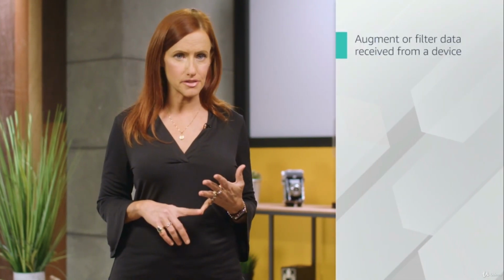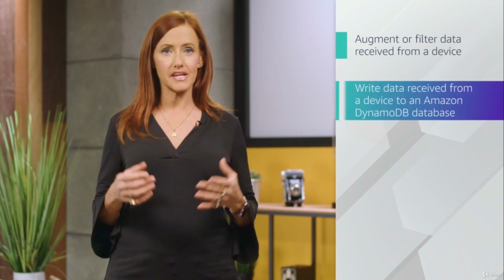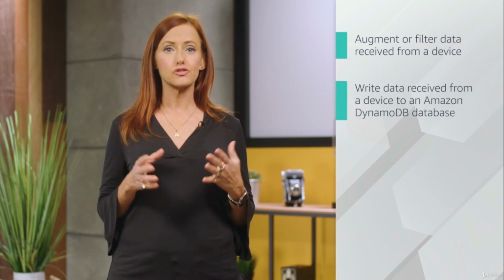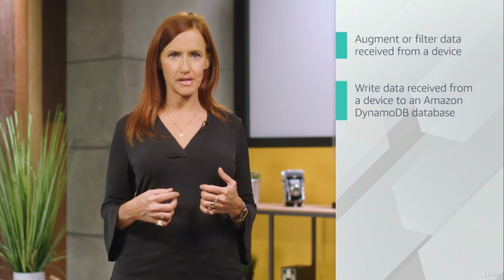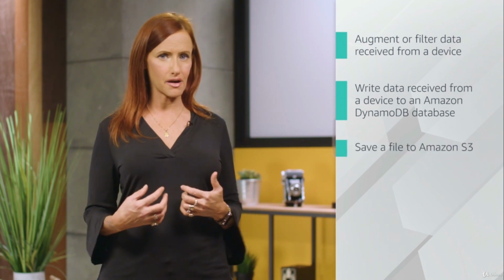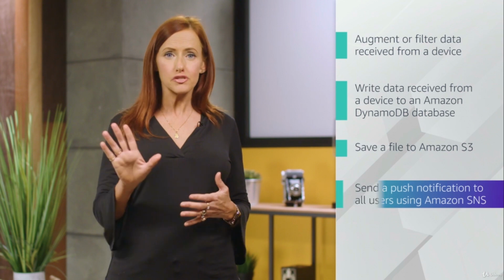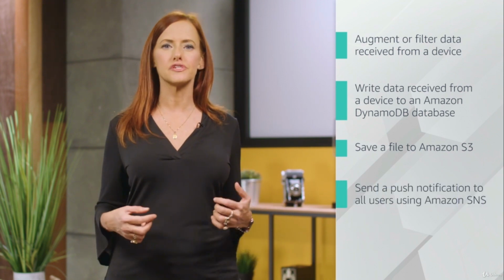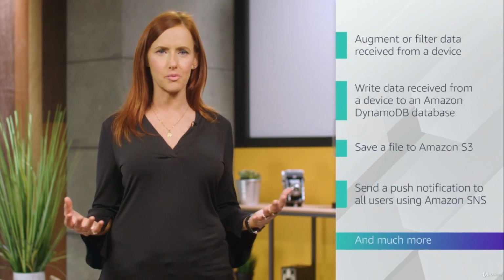For example, it has been used in sensors communicating to a broker via satellite link, over dial-up connections with healthcare providers, and in a range of home automation and small device scenarios. You can use rules to support tasks like these: augment or filter data received from a device, write that data received from a device to an Amazon DynamoDB database, save a file to Amazon S3, send a push notification to all users using Amazon SNS, and much more.